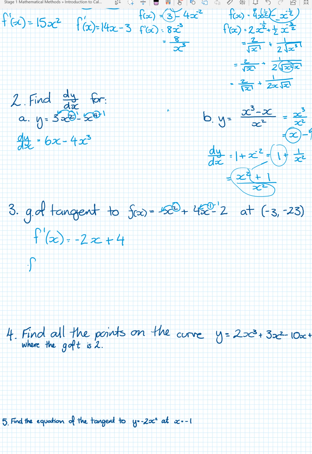That means our derivative at x equals minus 3 equals minus 2 times minus 3 plus 4. Minus 2 multiplied by minus 3 is 6. The negative times the negative gives us a positive. Plus 4 equals 10.